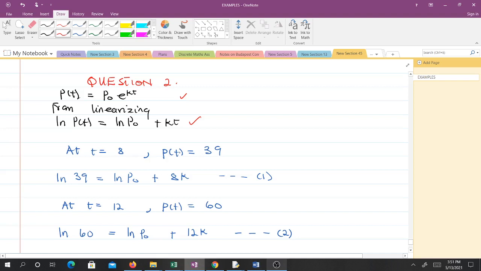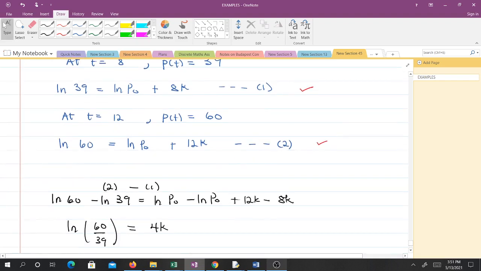At t equals 8, the population was 39. So making substitution, we'll have ln 39 equal to ln p naught plus 8k. This is equation 1. Then at time t equals 12, the population was 60, so that gives us ln 60 equal to ln p naught plus 12k. We call this equation 2. Now we have to solve equation 2 and equation 1 simultaneously to get k, which will help us get p naught. We do that by subtracting equation 1 from equation 2.